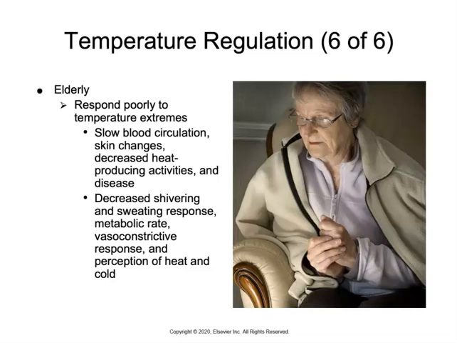Now for some geriatric considerations. They are going to respond poorly to temperature extremes. Blood circulation and vasoconstriction or vasodilator responses are going to be slowed. They will have some skin changes and decreased heat producing activities and may possibly have diseases that affect their thermoregulation. We'll also see that their metabolic rates are decreased. They have decreased shivering, or if they do shiver, it's ineffective, and their sweating and perceptions of heat and cold are decreased.